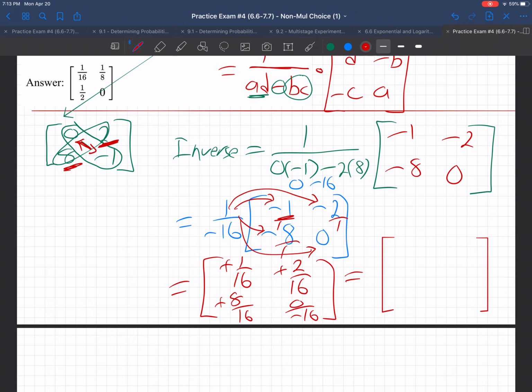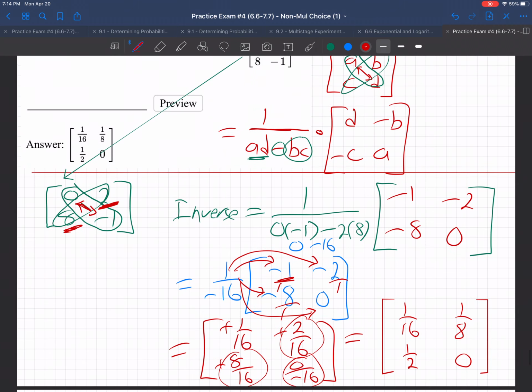We're going to get 1/16, and then 2/16 becomes 1/8. And then 8/16 becomes a half, and 0/16 becomes 0. There it is. That's the inverse. That's how you find the inverse by hand. Now, let's go find the inverse using a website.